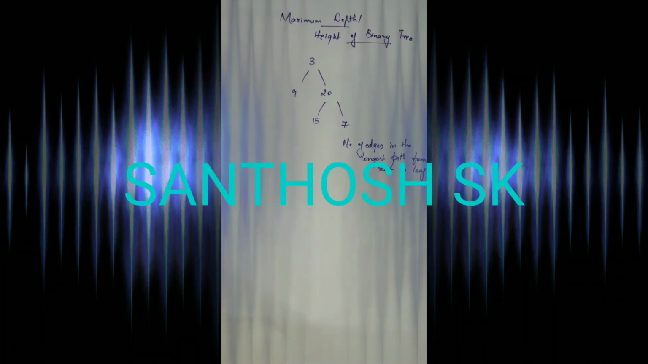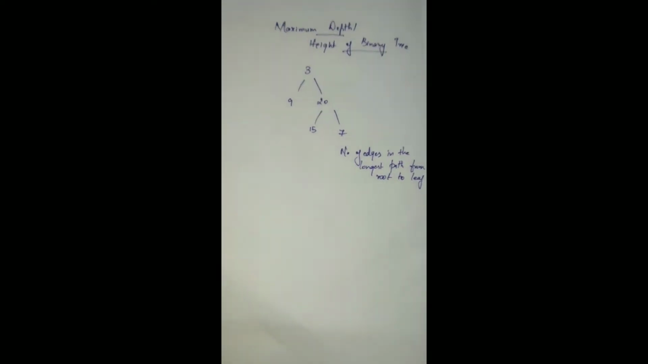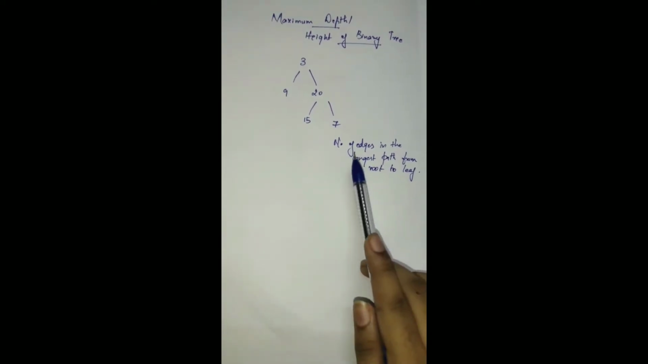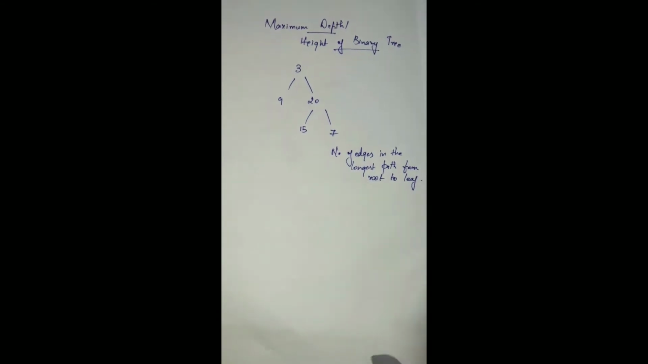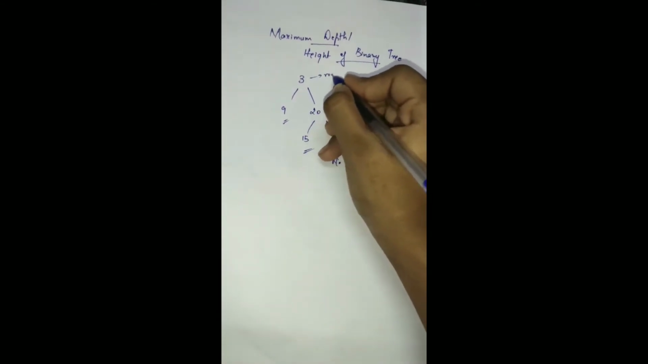Okay, in this video we are going to discuss the most important and familiar topic, which is the maximum depth, otherwise called the height of the binary tree. So the common definition is that the height of the binary tree is the number of edges in the longest path from the root to the leaf nodes. So these are the leaf nodes and this is the root node.